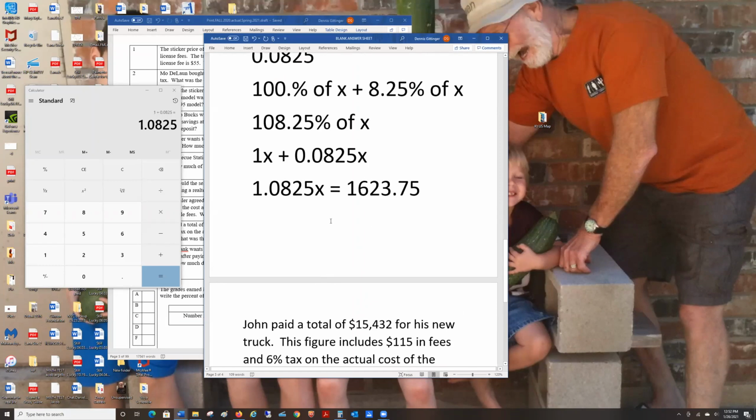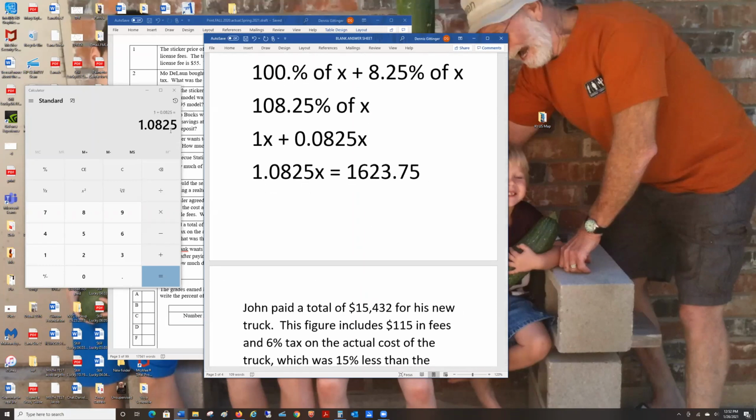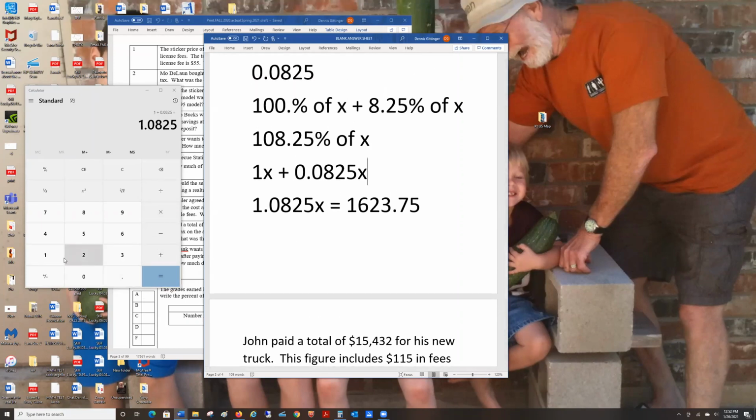But what's the answer? Well, the answer is 1623.75. And don't forget to look at it. Yep, that's right. Divided by 1.0825. Again, look at it. And 2 people got 1,500. Way to go. That's awesome. My goal is for everyone to be able to do this problem.